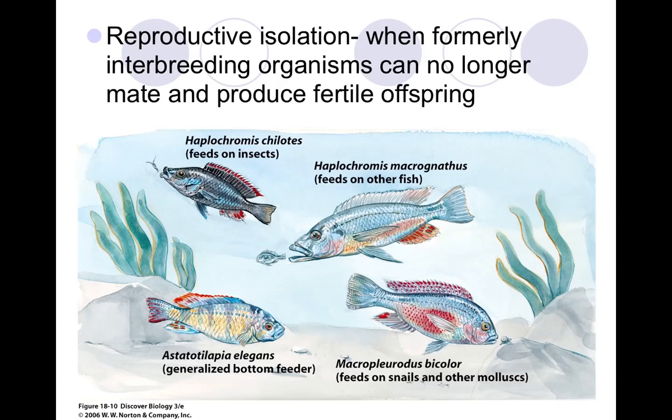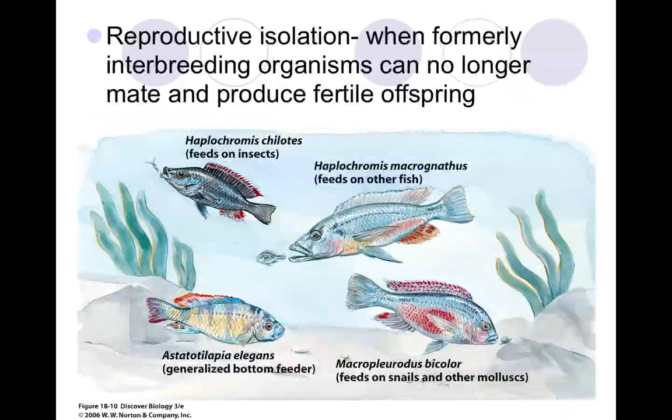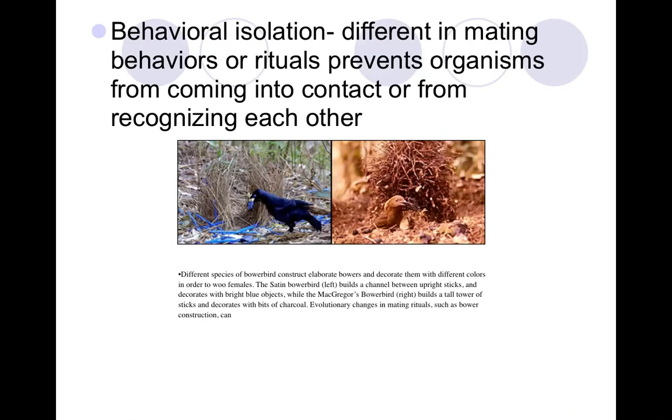Third thing is genetic isolation. That's when the genetic material is so different that they can no longer reproduce. And that can be a result of reproductive isolation and geographic isolation. Or they could just be genetically different to the point where they cannot mate and produce fertile offspring.